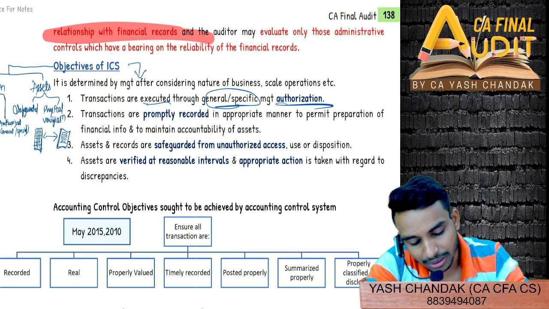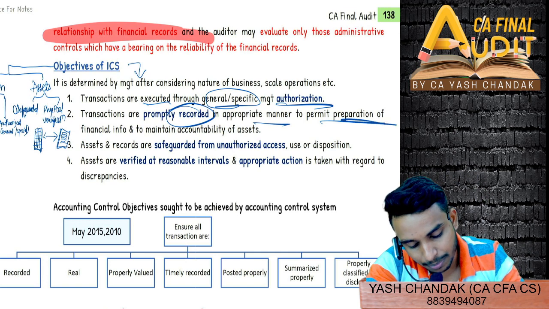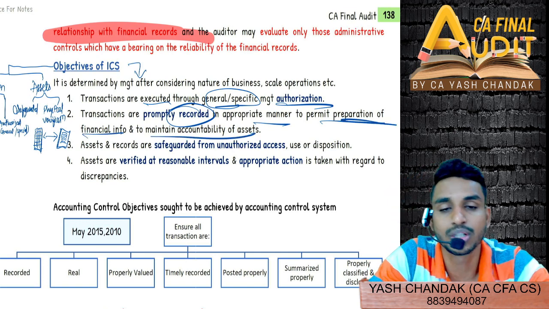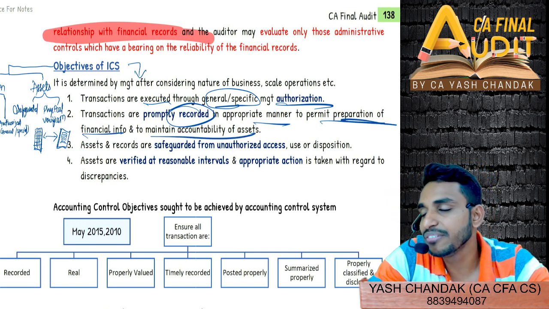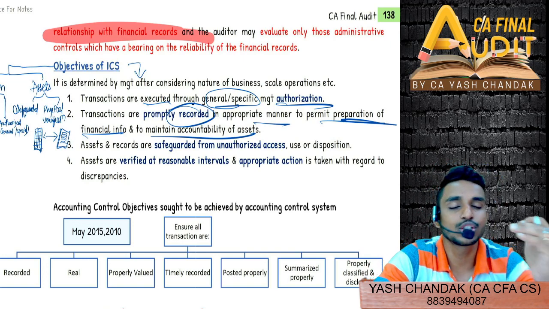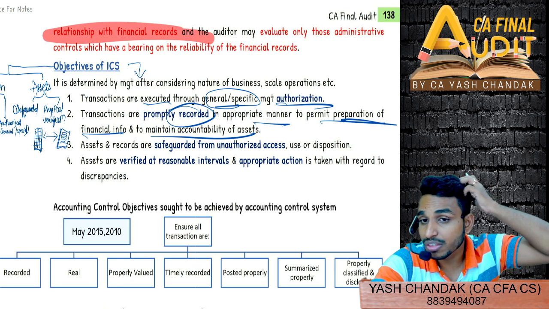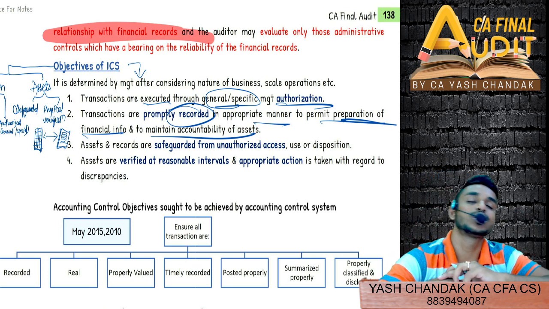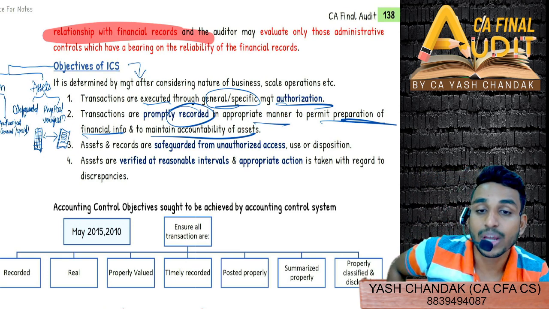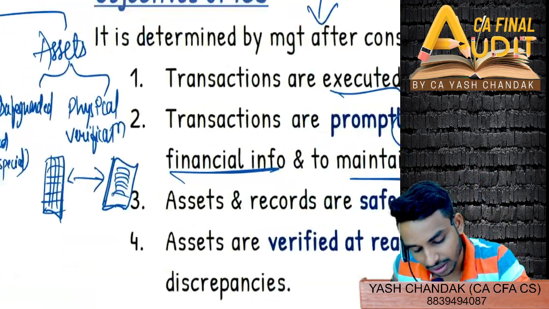Then transaction should properly be recorded in appropriate manner to permit preparation of financial information and to maintain accountability of assets. Then thirdly, with respect to assets, they say that assets should be safeguarded from any sort of misappropriation or use or any sort of disposition. However, they also say that there should be a physical verification at regular intervals and appropriate action should be taken.